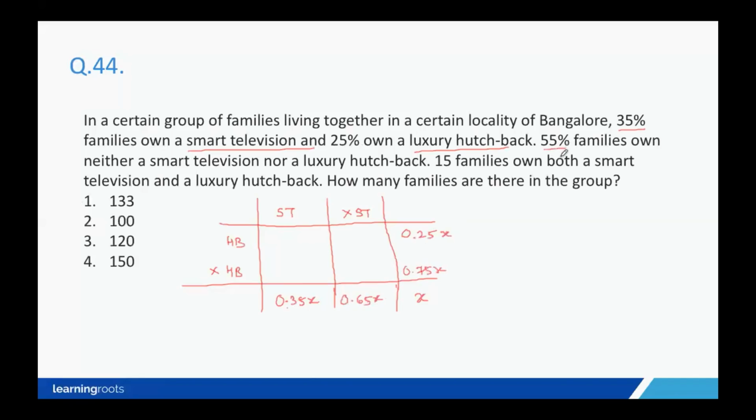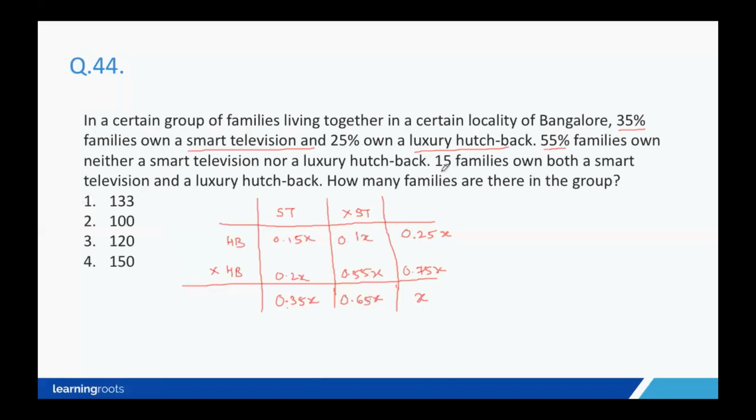What else is given? 55% own neither, so 0.55 comes here: neither hatchback nor a smart television, so 0.55X. Filling up the table, this plus this should give me this, so this will be 0.1X. So 0.1 plus this will give me 0.65. What about this? This will be 0.75 minus 0.55, which is 0.2X. And this is 0.35, this is 0.15X. And 0.15 plus 0.1 gives you 0.25. So the table is correct.